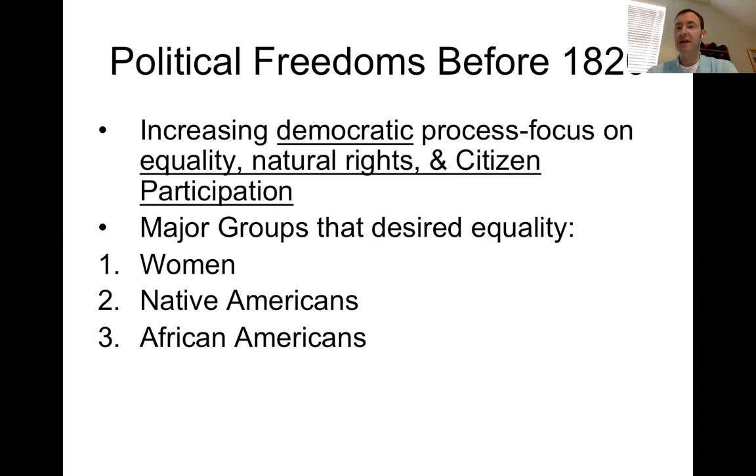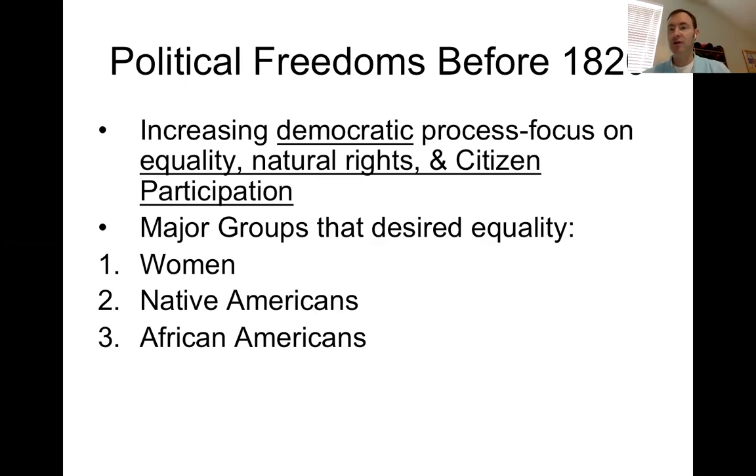So when we think of the democratic process, a couple of things that might be good to write down here are equality, natural rights, we're all born with certain rights according to people like John Locke, and then citizen participation. Now, a lot of you are familiar, about 60% of Americans, the most participatory thing they're going to do as far as democracy is vote. While that is true, citizen participation also involves advocating for causes, getting involved, etc.